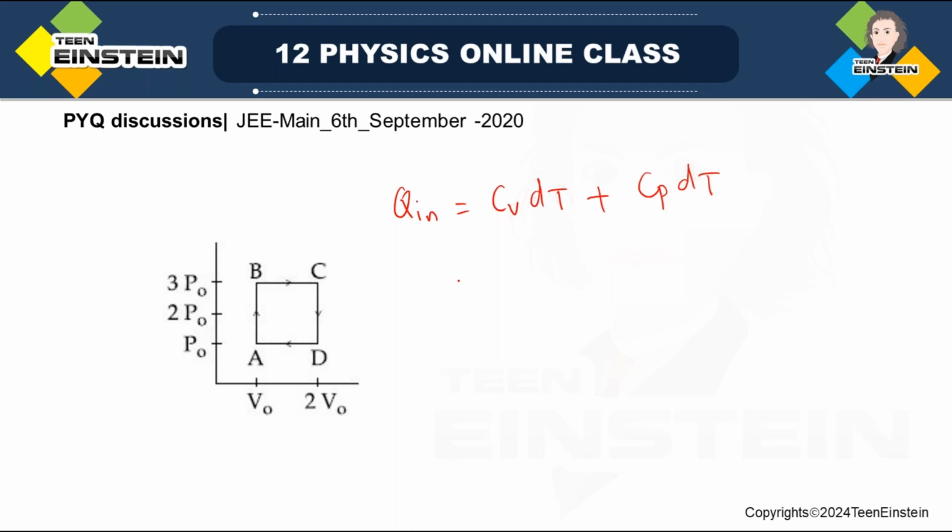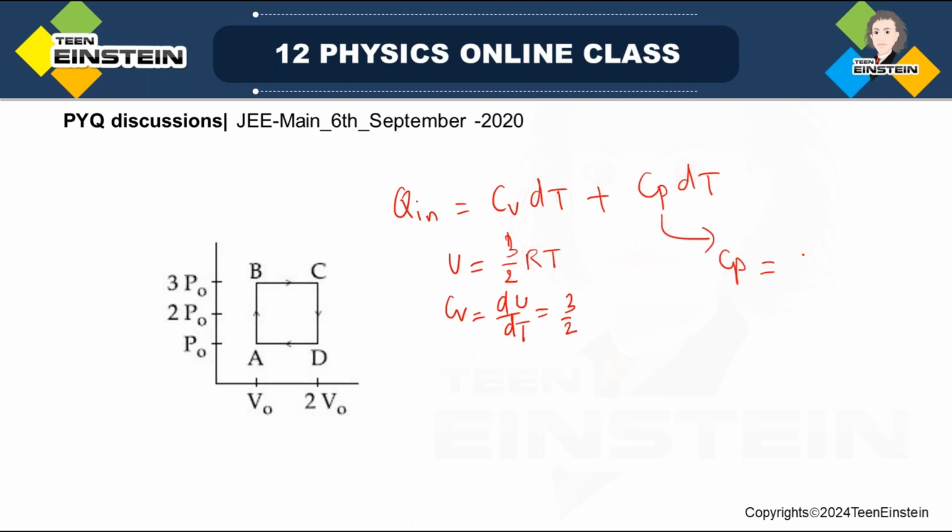CV and CP we may be able to find out for a monoatomic gas from the degrees of freedom. You know the degrees of freedom. For a monoatomic gas, it will be 3 degrees of freedom, so 3/2 RT. This is total internal energy at constant volume. So I can find out CV is equal to dU/dT. By doing that, I'll get 3/2 R. And CP, how do I get?